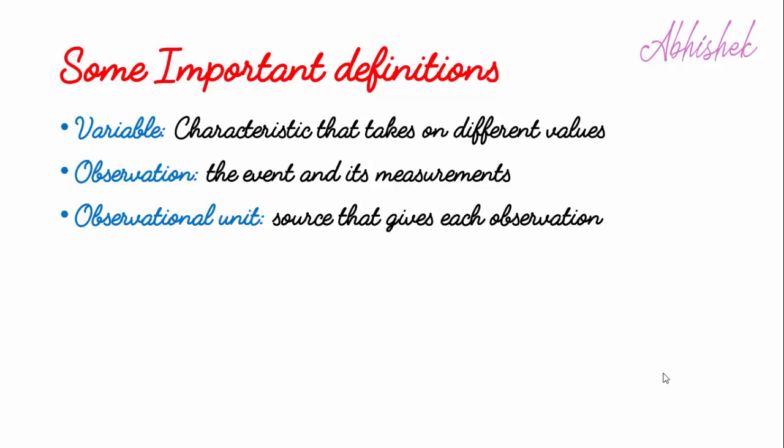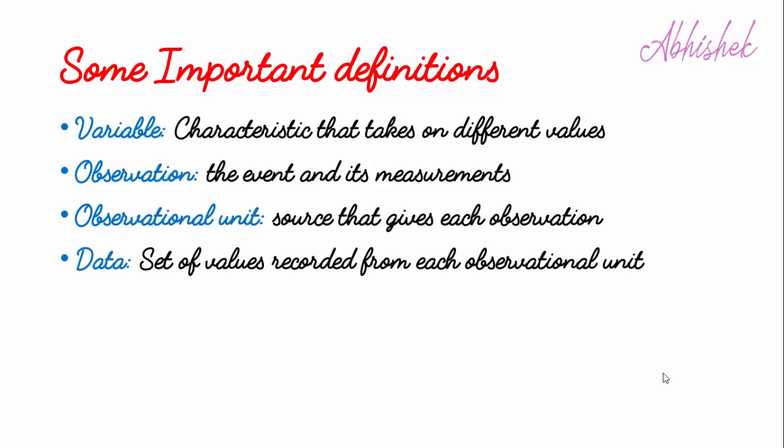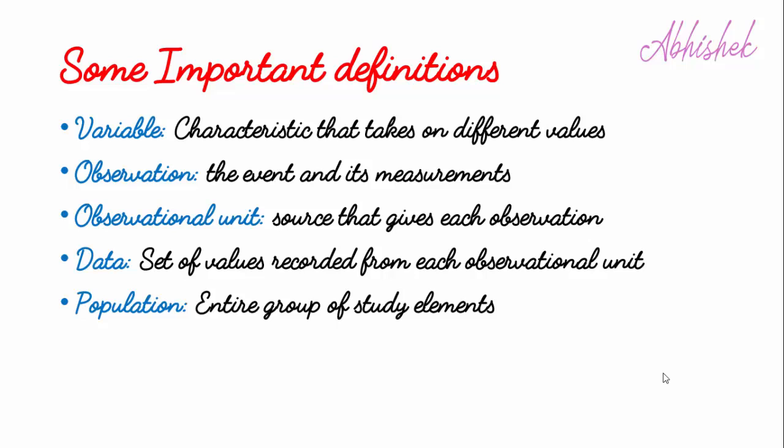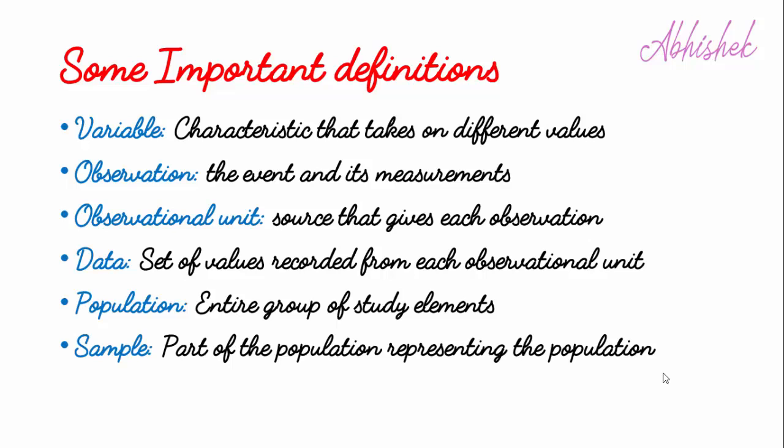So therefore, what is data? Data is all the set of values that we have recorded from the different observational units. What is a population? Population is all the data points possible for the given set of observations. Therefore, a corollary would be sample. And what is a sample? Sample is a subset of a population or a part of population, and it represents the population.